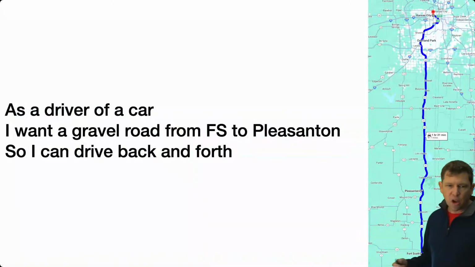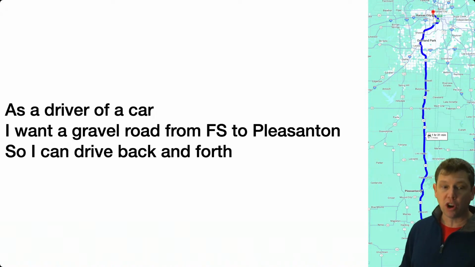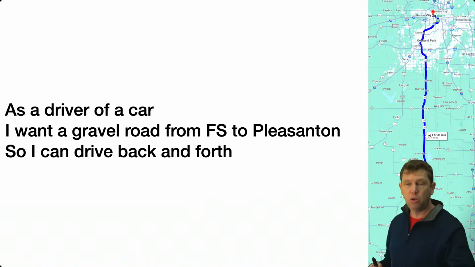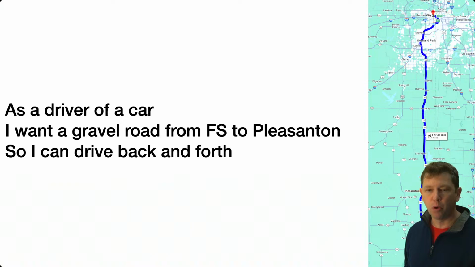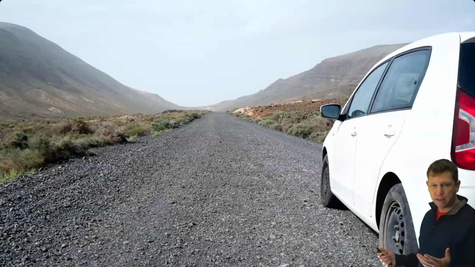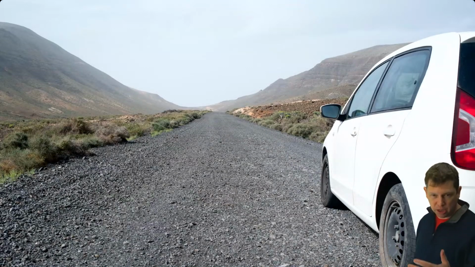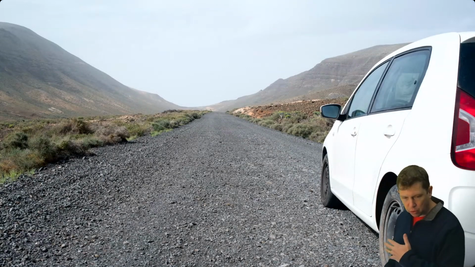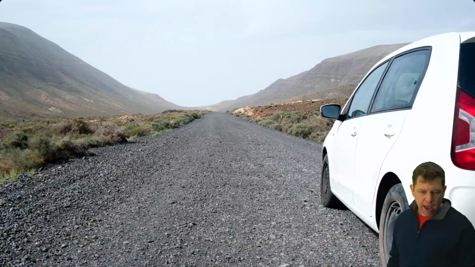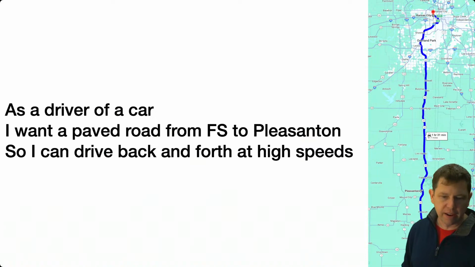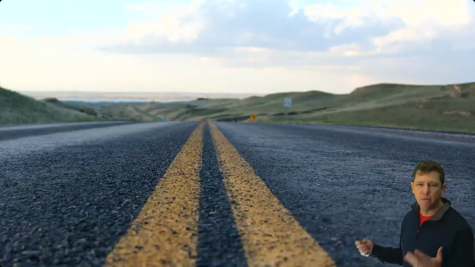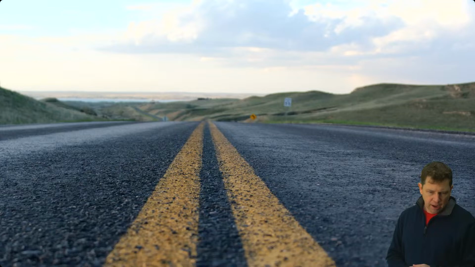But, okay, so after I do that, maybe my next story is as the driver of a car. So now I'm expanding who my user is here by saying, as the driver of a car, I want a gravel road from Fort Scott to Pleasanton so I can now drive back and forth. So maybe we get something more like this. It's not a great road, but now we've got the ability to go back and forth between Fort Scott and Pleasanton. So after that, maybe now I want a paved road from Fort Scott to Pleasanton so I can drive back and forth at high speeds. So now I've got a paved road doing these things.